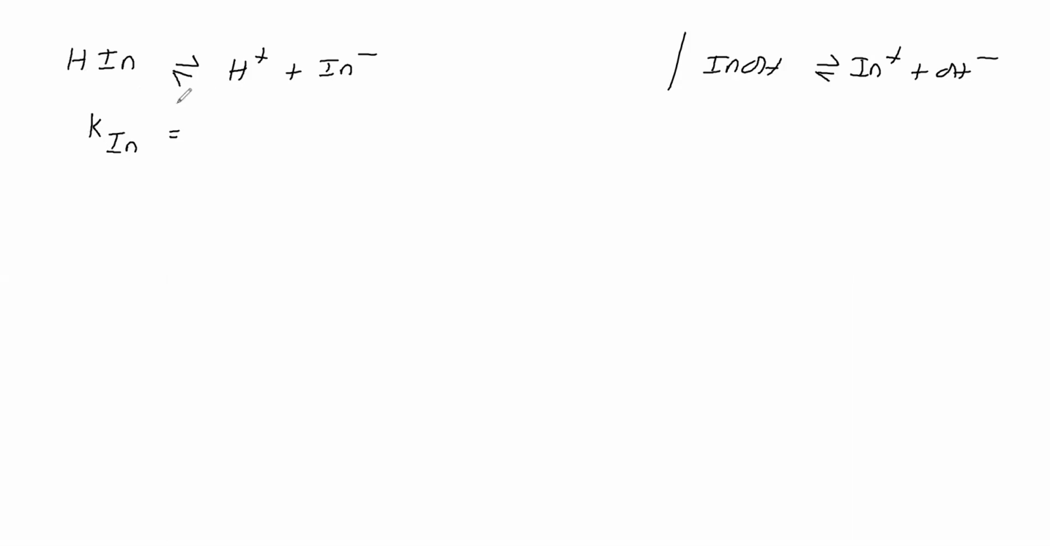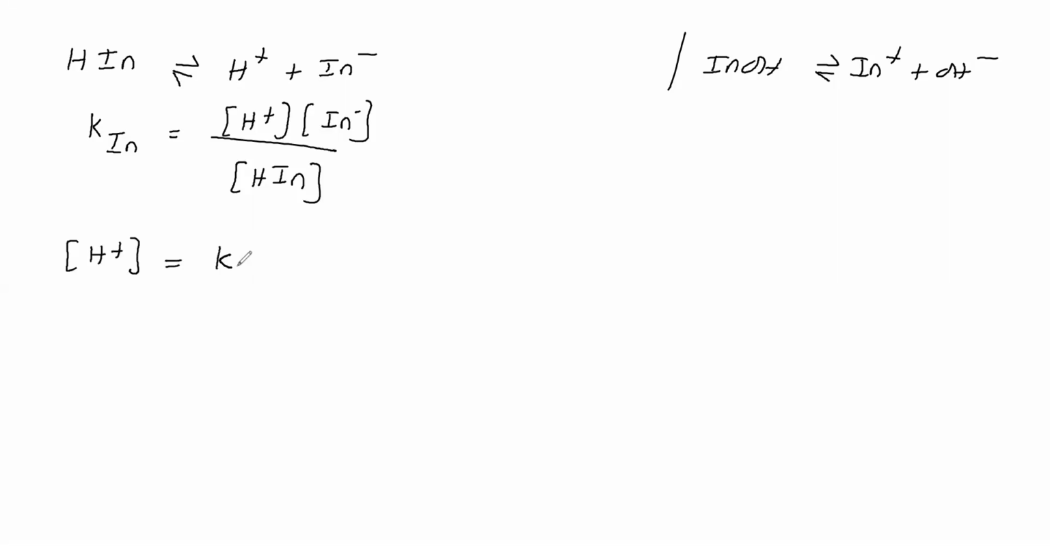In this indicator dissociation constant, the right side things we write in the numerator, that is H plus and IN minus. The left side thing we write in the denominator. Now let us take log on both sides. Before that we want H plus, so keep H plus on one side and take the rest of the factors to the other side. Therefore the concentration of H plus is equal to the indicator constant into HIN concentration divided by IN minus concentration.